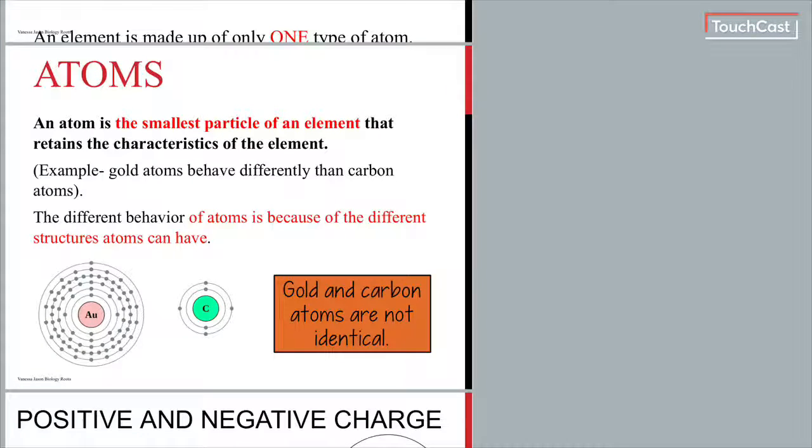The smallest component of an element is an atom. An atom is the smallest particle of an element that retains the characteristics of the element. For example, gold atoms behave differently than carbon atoms. The different behavior of atoms is because of the different structures the atoms have. So if you look at pink gold in the bottom left corner compared to green carbon kind of in the center of the slide, you can see that these don't even look anywhere near the same. They have similar structure maybe, but gold has so many more dots and levels than carbon, so that means that it acts differently.